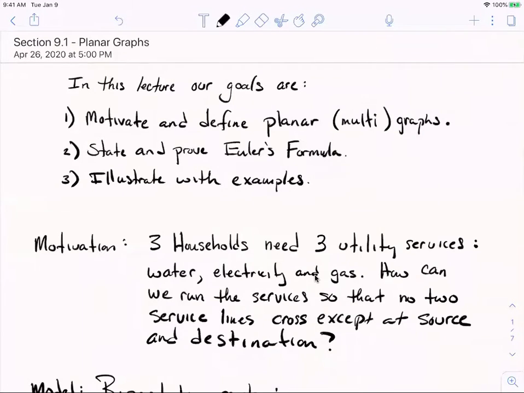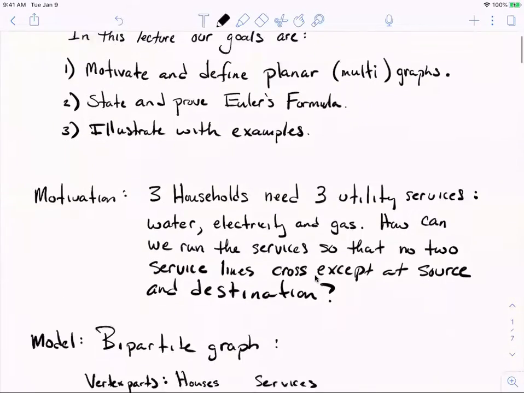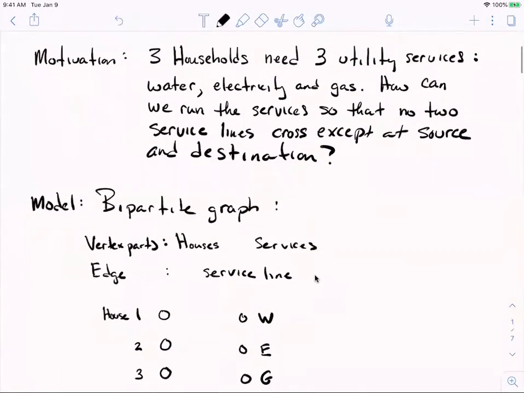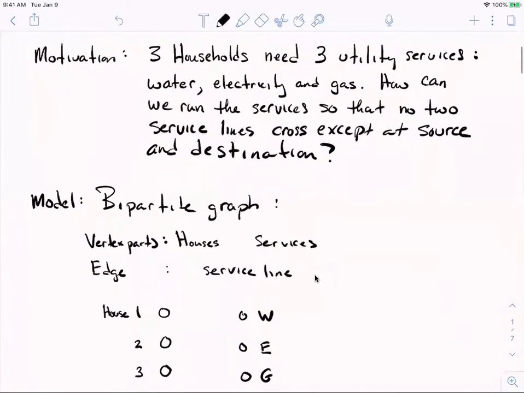We're going to state and prove something called Euler's formula, which is something you may have seen before about planar graphs, but it's also very interesting. And along the way, we'll illustrate with lots of examples. All right, so let's just get started. I'll try to keep this video as short as possible, and you can come to class if you want to discuss it in real time. So here's the motivation.